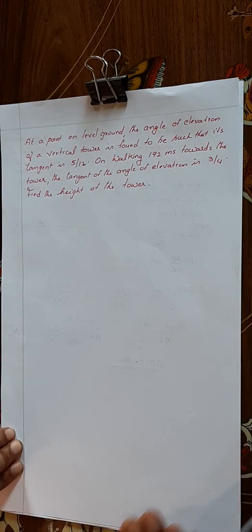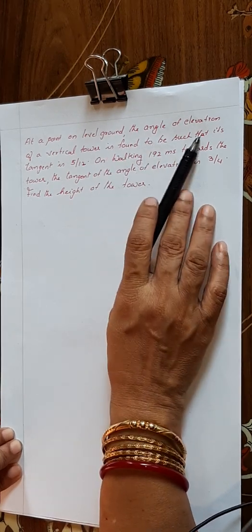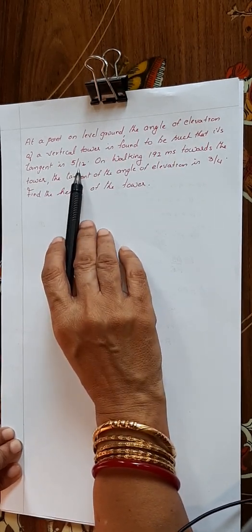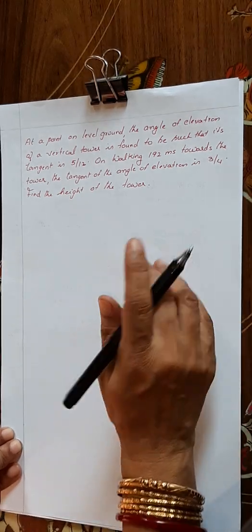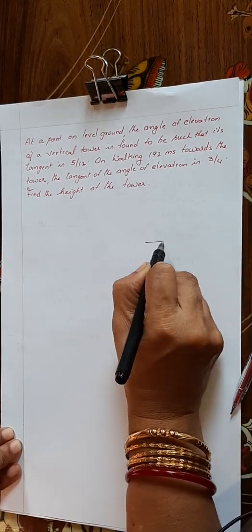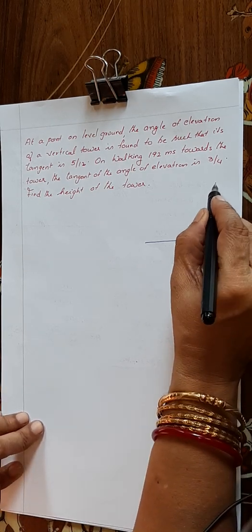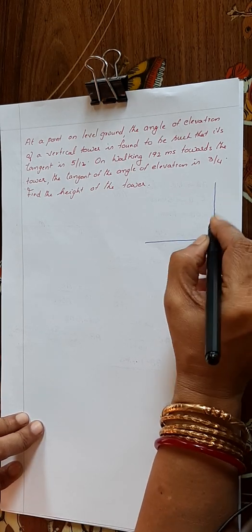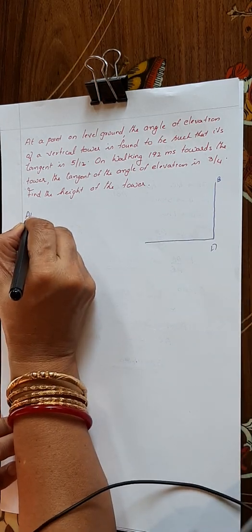At a point on a level ground, the angle of elevation of a vertical tower is found to be such that its tangent is 5 by 12. So this is the ground, a vertical tower. So this is AB. So AB is the tower.